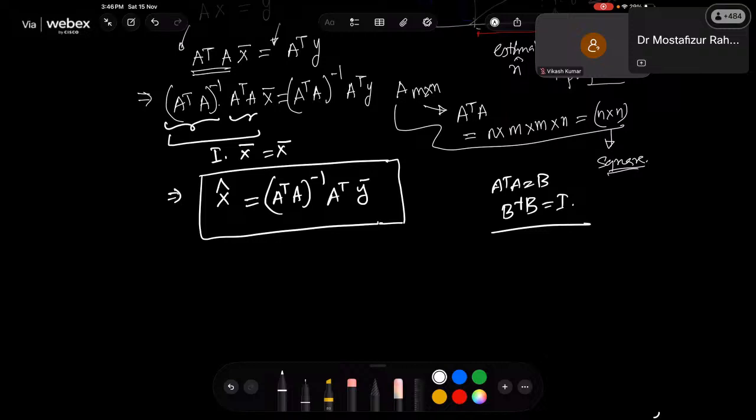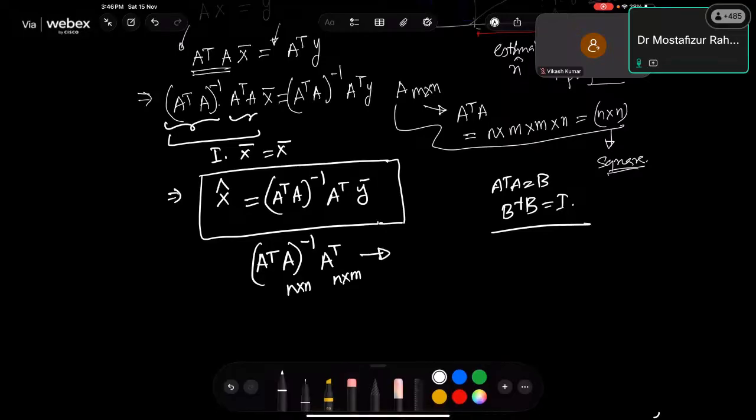This A transpose A whole inverse is an n cross n matrix, times A transpose, which is an n cross m matrix, right? So this is not actually an inverse, but it does the objective of an inverse. That's why it's called the pseudo inverse of the matrix A.